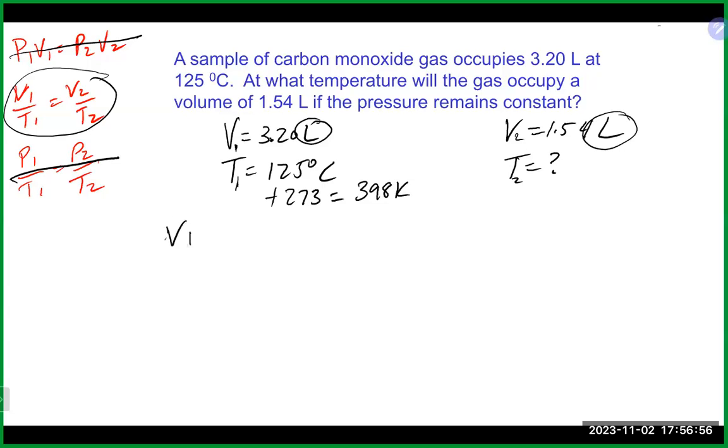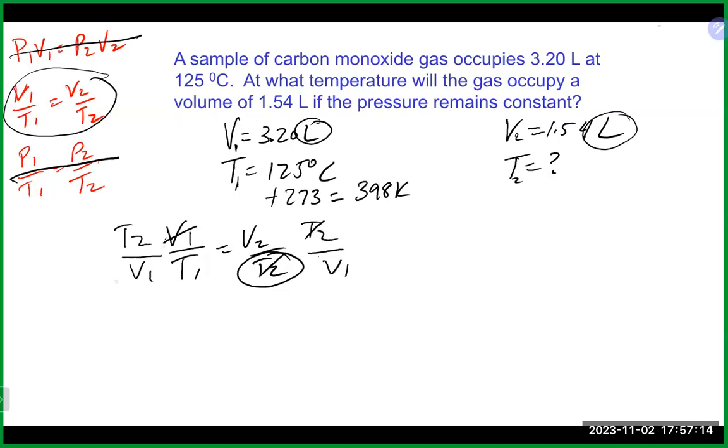So now we have V1, T1, so Charles' law here. And in this case, we're actually looking for T2. That means we do need to multiply T2 to the other side and basically divide V1 back over and multiply T1 to both sides. So if I did all that there, T2 would equal our V2, T1, V1 in this particular case.